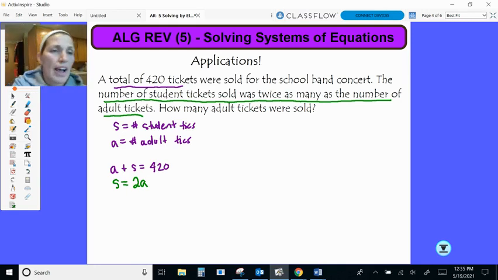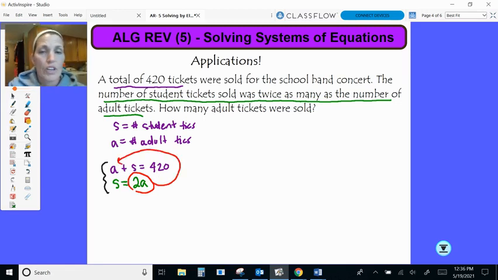Okay. So here I have a system of equations. Right here I have 2 equations, 2 unknown variables. Well, I could probably use substitution in this because I already have S equals 2A, right? So I could plug in this 2A up here. So I could go 2A.